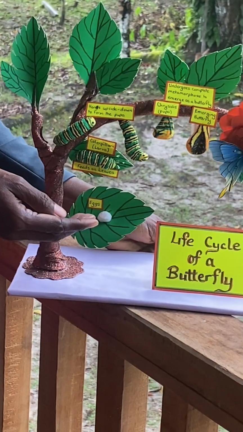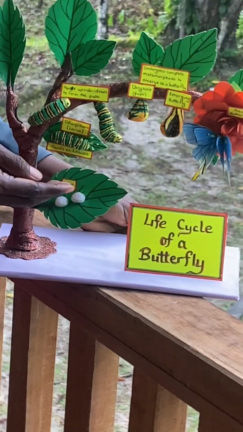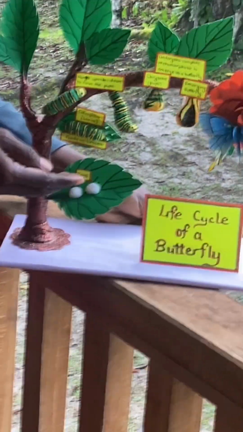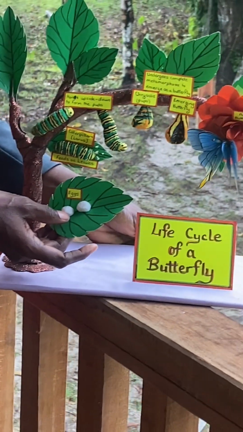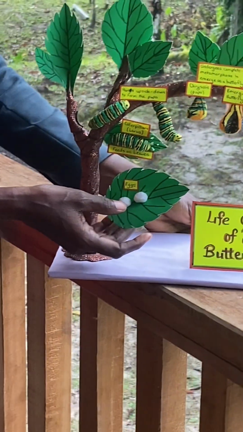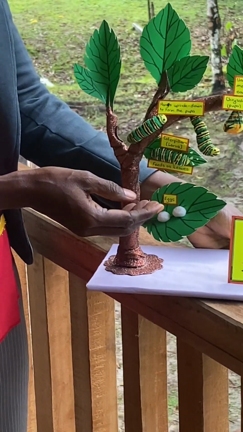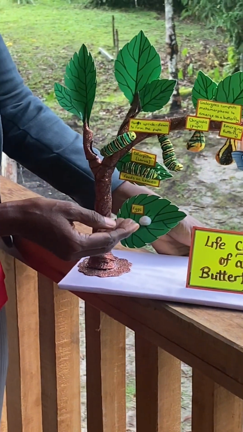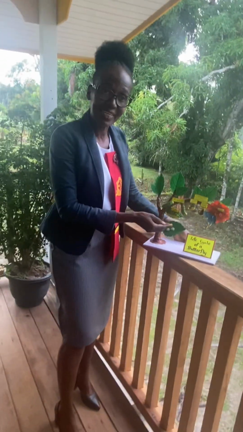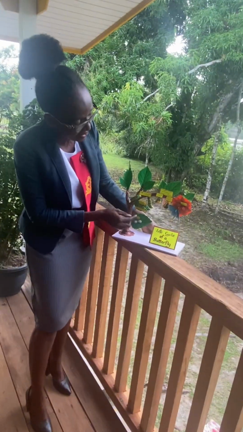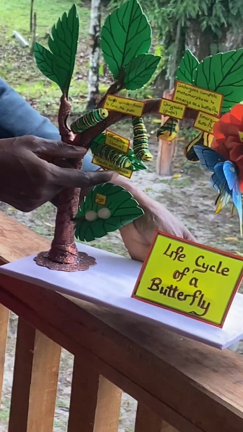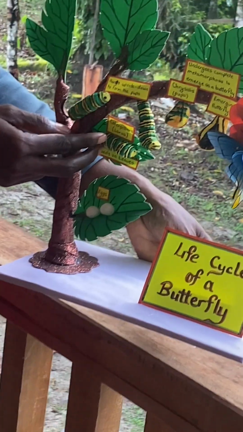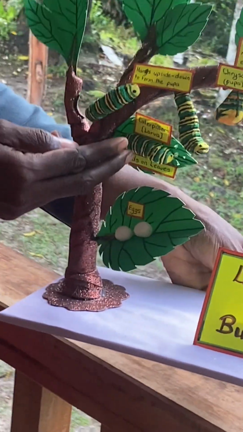The life cycle begins when a mother butterfly lays its egg on a leaf, and that is where it remains. The egg remains on the leaf until it is hatched. And this is because as soon as the caterpillar is hatched, it begins to eat. It begins to feed on the leaf. Second stage is a caterpillar. The caterpillar hatches from the egg.